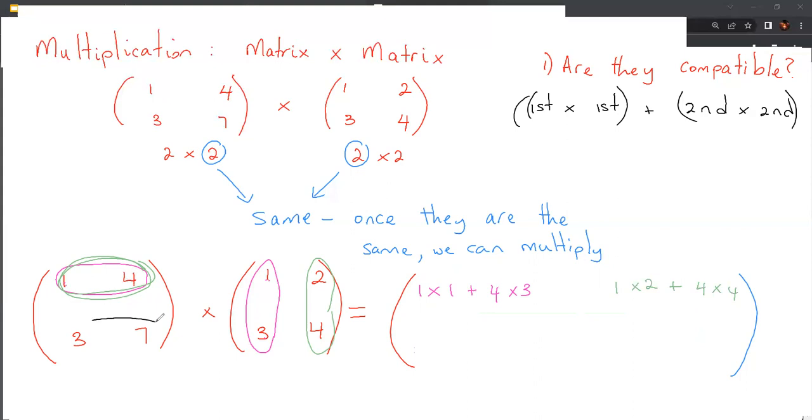So I'm going to the next row and I'm going to multiply by each column in the next matrix. First times the first plus the second times the second. Second row times the second column, same thing. First times the first plus the second times the second.